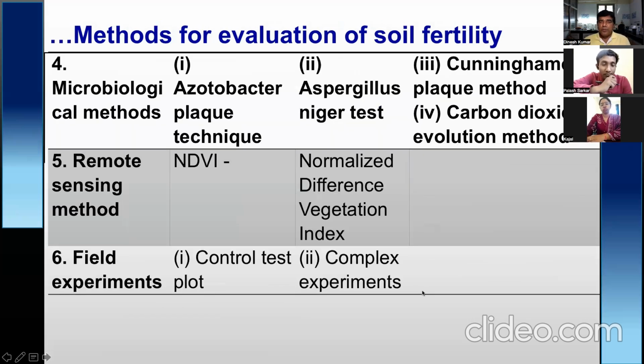The fourth approach of evaluation of soil fertility is by microbiological methods, and all these microbiological methods are obsolete now. Nobody is using them to evaluate fertility. If they are written in old books, we keep teaching them, otherwise they do not have any significance.